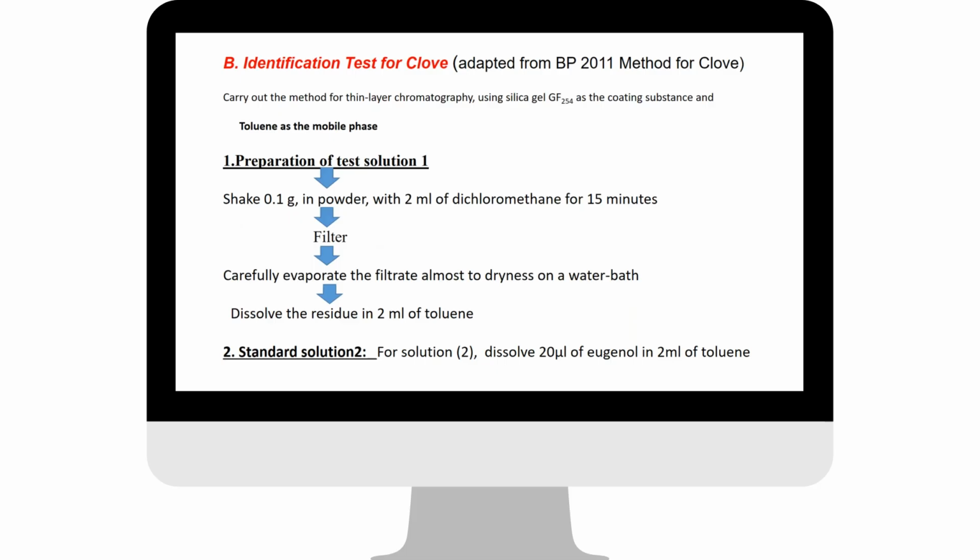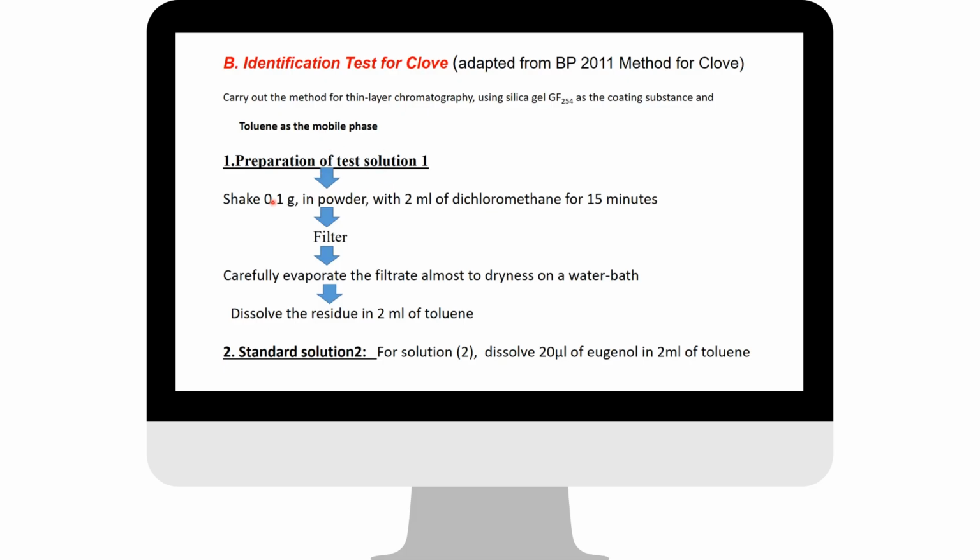Let us move. So students, we are going to see the second experiment, that is the identification test for the clove, which is adapted from the British Pharmacopoeia. Here we are going to prepare two things: the test solution and the standard solution. For this, it is the TLC method. We are using silica gel TLC with a fluorescent coating, and toluene as the mobile phase.